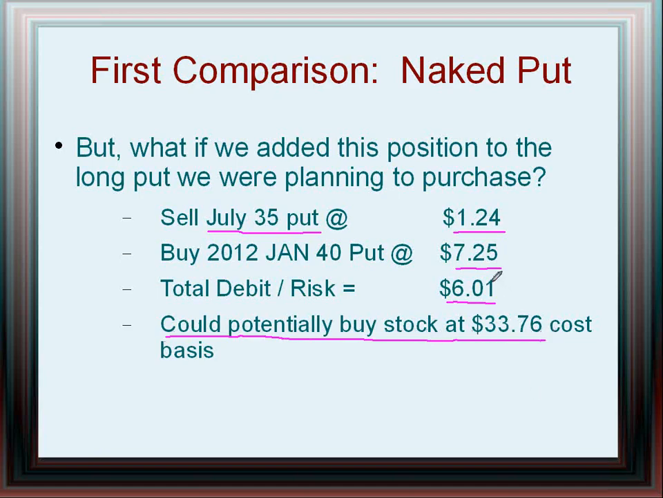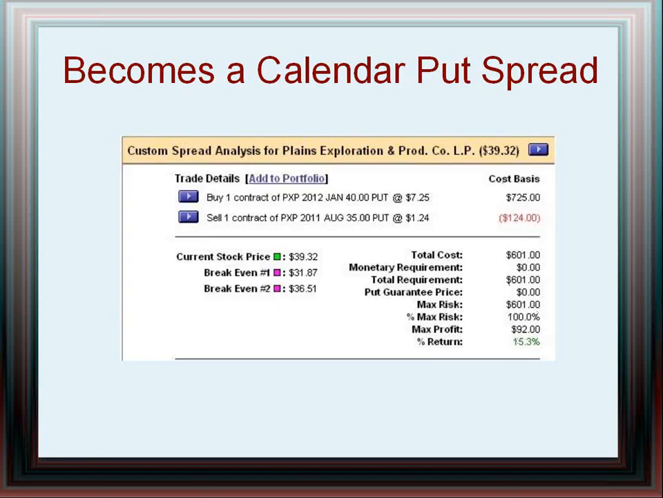If the stock's trading, let's say, at $34.90 at July expiration, we'd buy shares of stock at 35, but we kept that $1.24. So now our entry point for the stock's at $33.76, not the $35.08 we would have paid with opening the married put position. What does this do to our position?